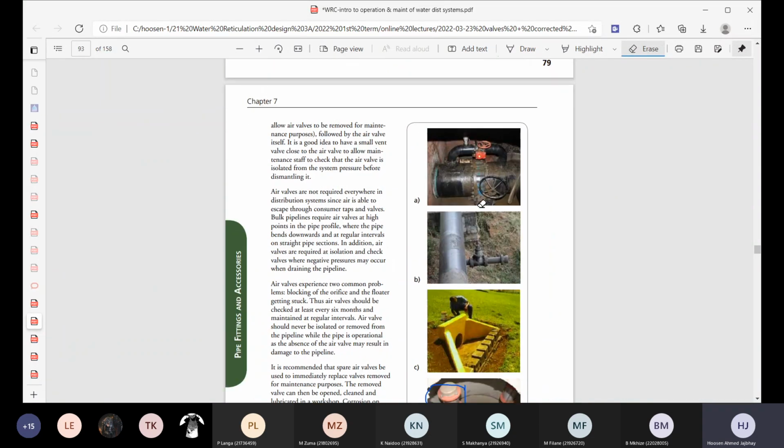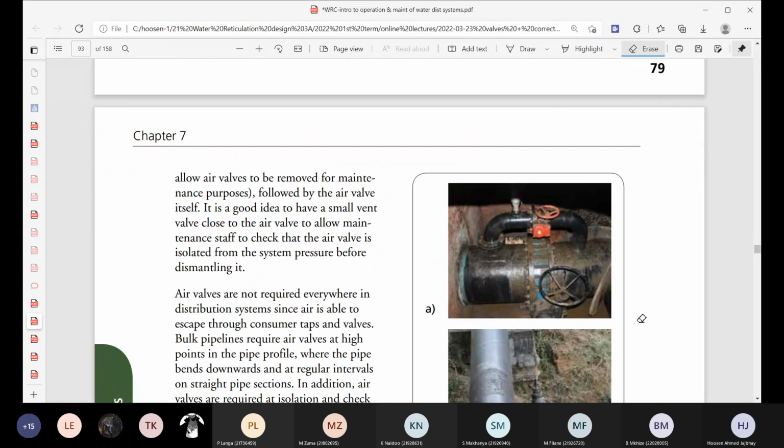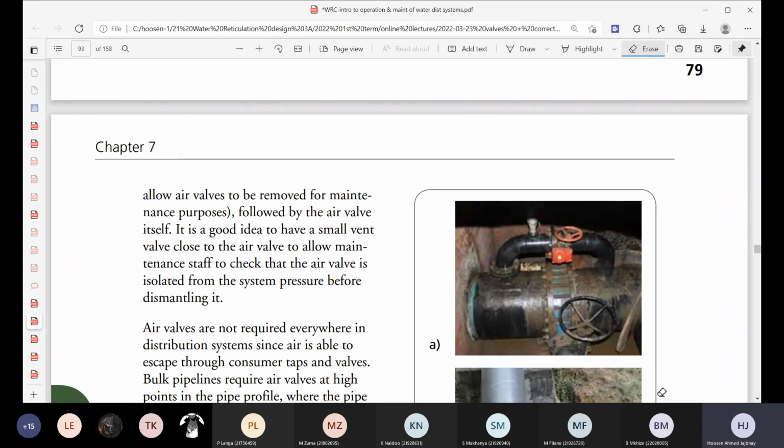The valve that you see here in diagram A, let me see if I can enlarge that picture. The valve in this particular picture is what we refer to as a butterfly valve. It's a very thin valve, and just to illustrate how it operates, it's an isolation valve. It's to isolate the system.